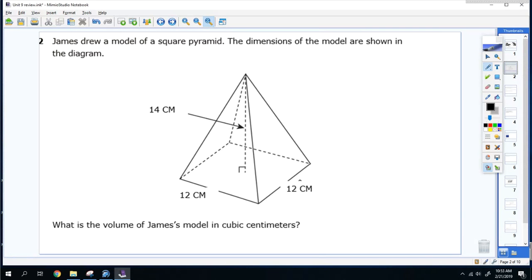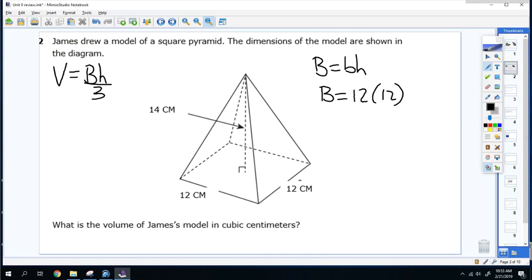Number 2, James drew a model of a square pyramid. The dimensions of the model are shown in the diagram below. What's the volume of James's model in cubic centimeters? So the volume formula for a pyramid is V is equal to big B times H divided by 3. Big B is base and height. The base is 12 and the height of the base is 12.